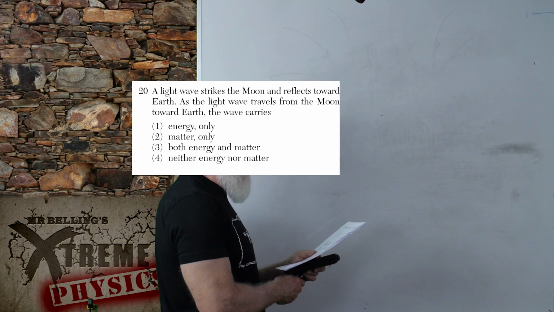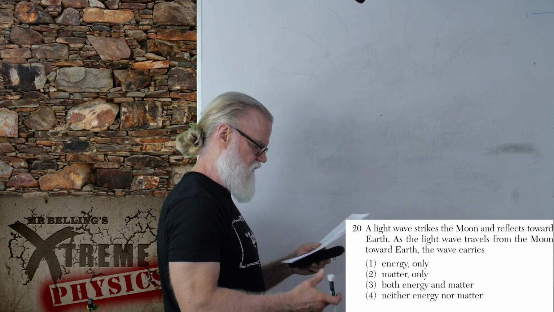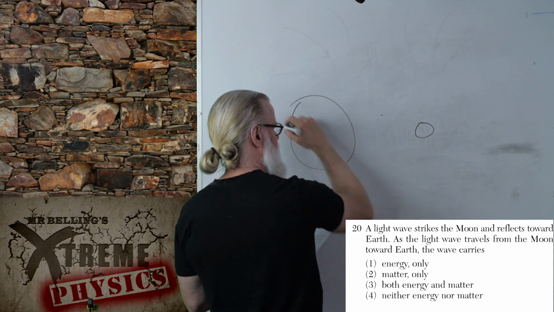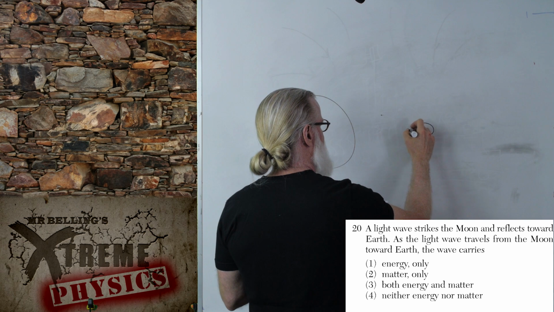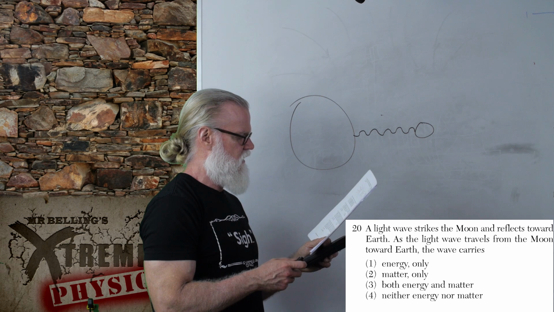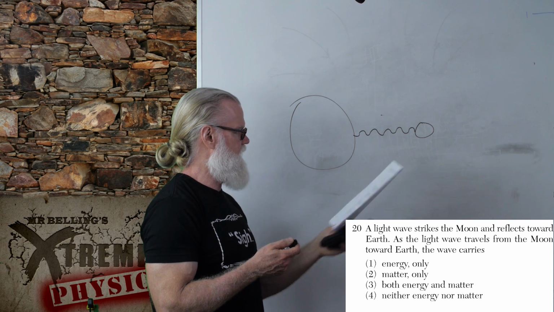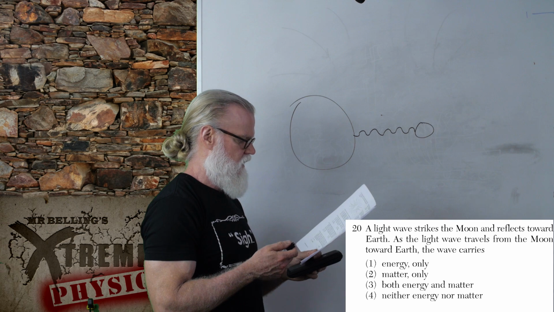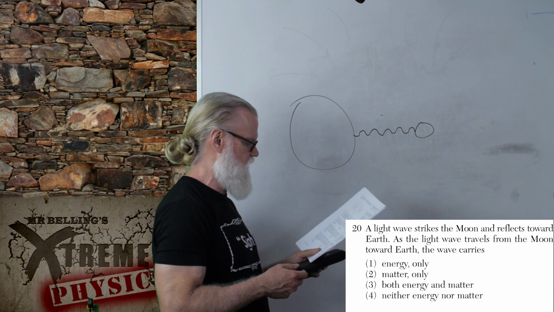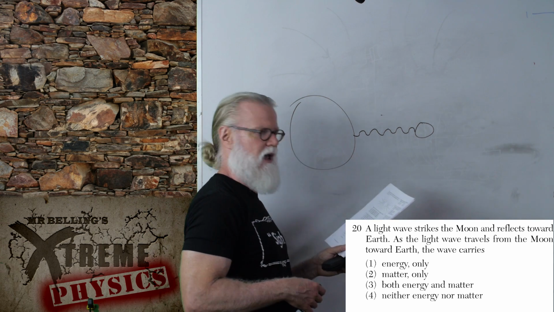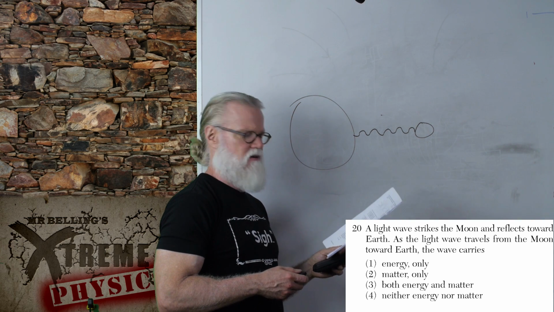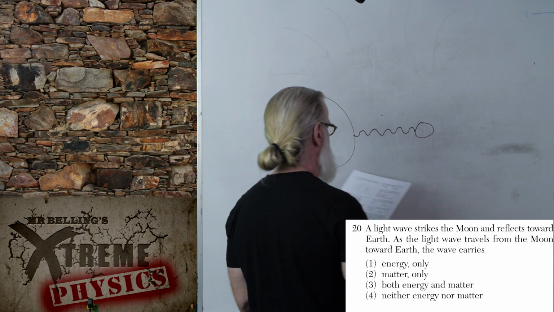A light wave strikes the moon and reflects towards the earth. As the light wave travels from the moon to the earth, the wave carries... Right, we got the moon, we got the earth, and we got a light wave. Let's draw it as a wave. As the light travels from the moon to the earth, the wave carries energy only. Yeah, it certainly gives us energy. Matter? No matter gets transferred, right? These are oscillating electric and magnetic fields. And waves in general don't transfer matter. They transfer energy. Both energy and matter? No, neither. It's energy, right?